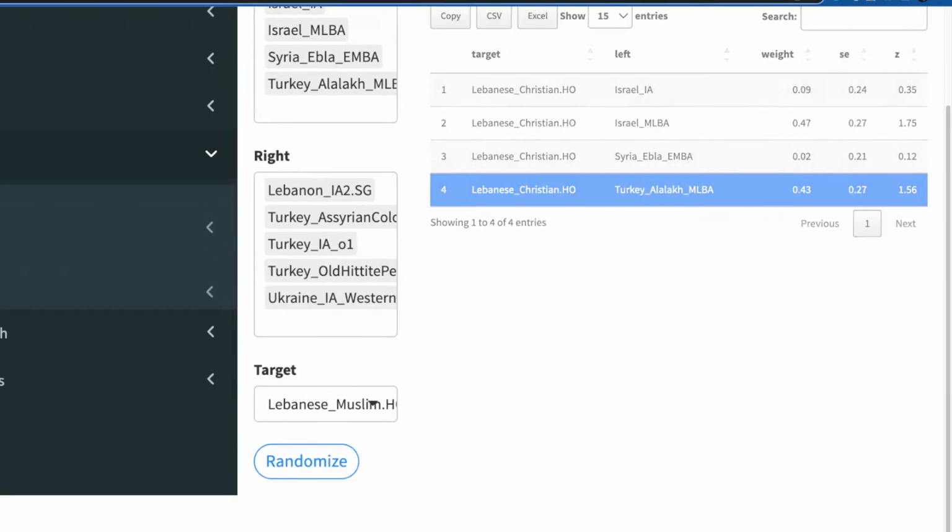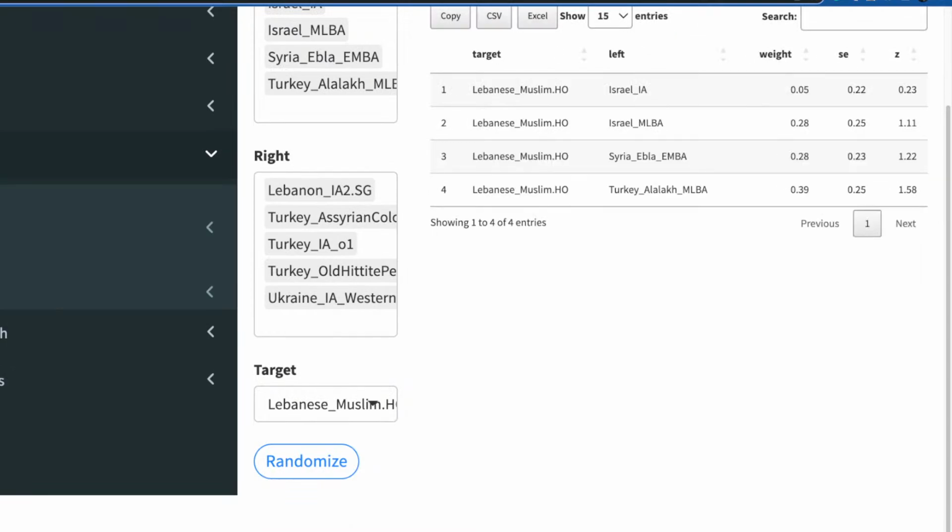Drop down to the Lebanese Muslim. See, this is what I was saying, how the Lebanese Muslims have a lesser connection to the Israelite Iron Age Tel Megiddo sample. That sample is only at 5%. Then the Israel Middle Late Bronze Age at 28%. Then we see this Assyrian Ebelite Early Middle Bronze Age at 28%. And then the Turkey Alaha Middle Late Bronze Age at 39%. That's 100%. Once again, I went with the lowest standard error.